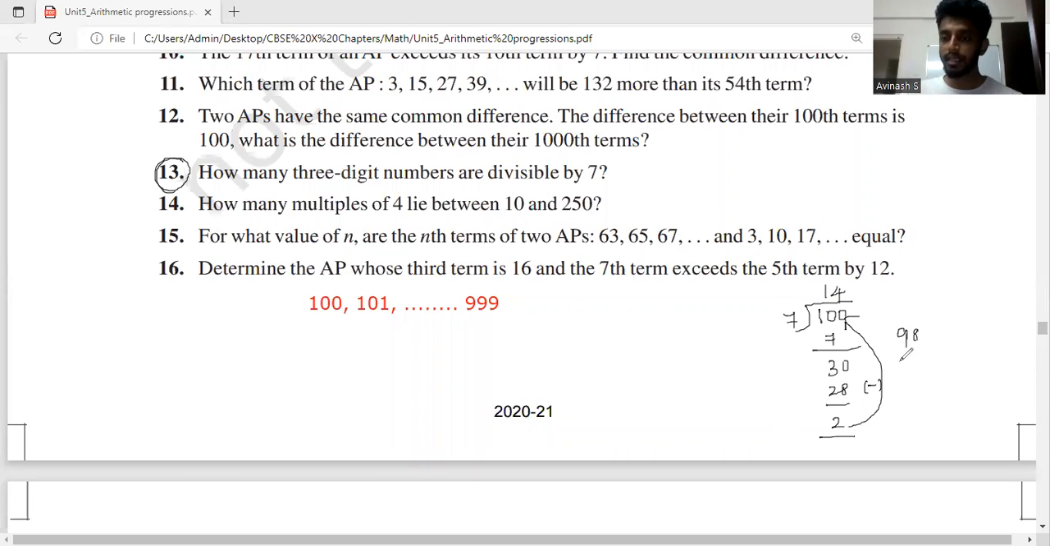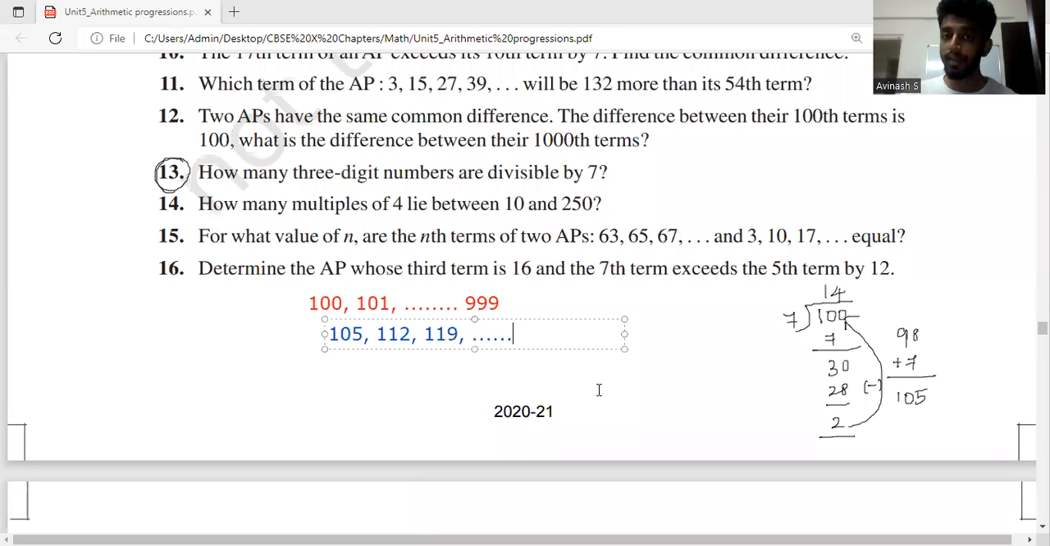But it is not a 3-digit number. So when you add 7 to this, you get 105. Thereby you understand that 105 is the first 3-digit number that is divisible by 7. So this is how we get the first term. And then again you add 7, you get 112. Again you add 7, you get 119. So this is the starting of the AP.